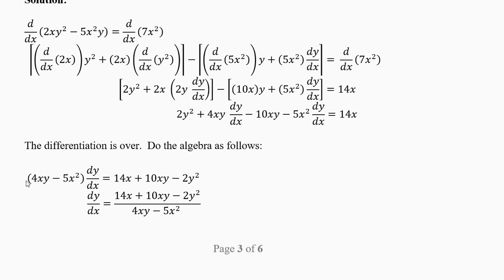Please do not worry about the order of the terms. Now you have this thing on the right. This is multiplying with the full bracket. Divide with the full bracket and remove the bracket after you reach here because it is extra. So your dy by dx is 14x plus 10xy minus 2y square, full divided by 4xy minus 5x square. You can take x common, but it is of no use, so we will not do it.